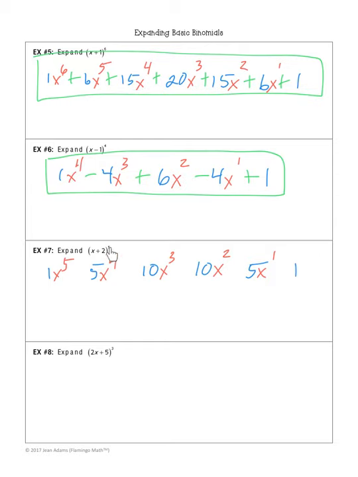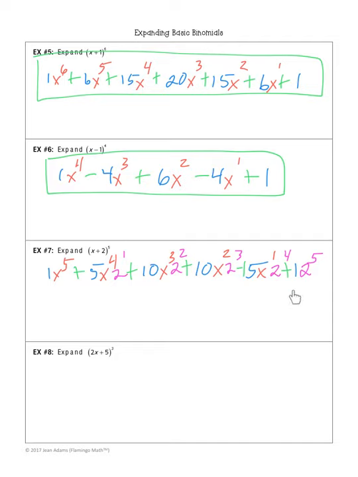Then we're going to take 2 and raise it to the 5th. We're going to start here. So this one, you actually have to do a little bit more work. So 2 to the 5th, 2 to the 4th, 2 to the 3rd, 2 to the 2nd, 2 to the 1st. And then your signs are all positive. So we're going to have a plus, plus, plus, plus, plus.